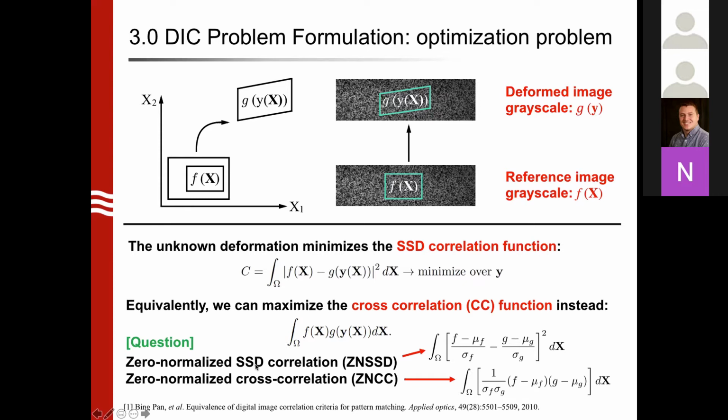The only difference is the zero normalization. Zero normalized means you take f and g, subtract the mean value, and then divide by the standard deviation. So here's a question for the audience. Can you imagine what the benefits are of doing the zero normalization compared with not doing it? If you have some thoughts, just feel free to share.